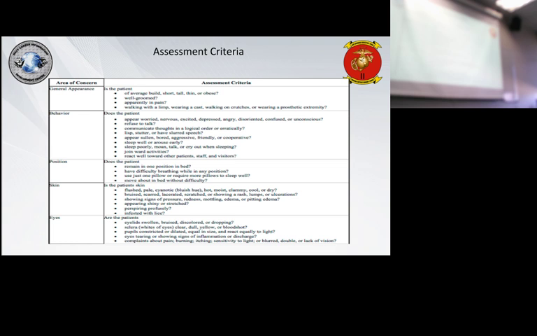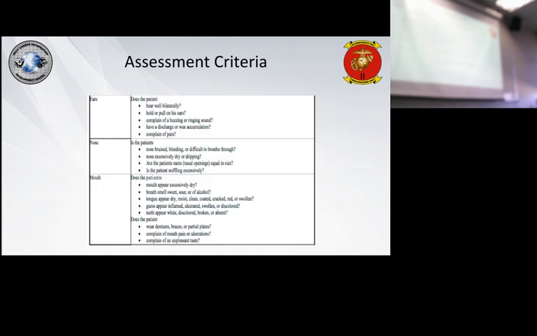Different assessment criteria: general appearance, behavior, position, skill level, eyes. You can tell by the look somebody's giving you a bit of what they're thinking. Ears: are they having trouble hearing? Is he pulling on his ears? This all goes into things to look for in the different areas as you're doing yourself now.